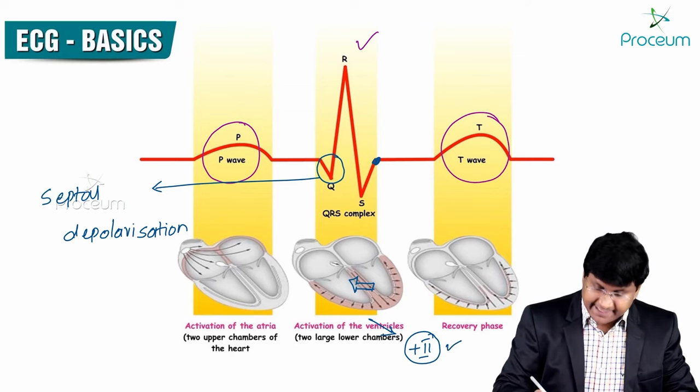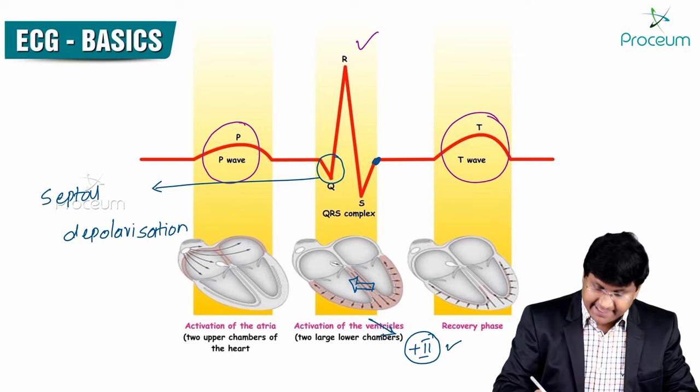And not only V5, V6, even your limb leads and even your augmented leads, they also pick up the electrical activity from the lateral surface of the heart. And what are those? Your lead 1 and as well as AVL. They will pick up the electrical activity from the lateral wall of the heart. And you take the inferior leads. The leads which will pick up the electrical activity from the inferior wall of the heart are lead 2, lead 3 and AVF.